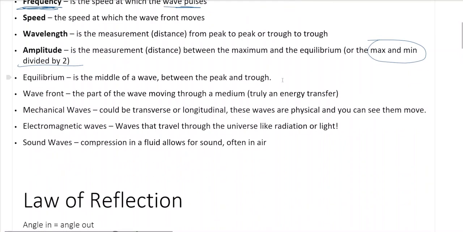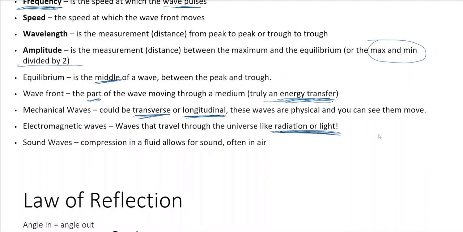And the equilibrium is like the middle of the wave, so that's why both of those equations kind of work at the same time. So it's the middle. The wavefront is the part of the wave that's moving through, so this is the energy transfer that's happening through a medium. Mechanical waves are transverse or longitudinal, and these waves are physical and you can see them move. Electromagnetic waves are waves that travel through the universe like radiation or light. Okay. And we're going to focus on mechanical waves. So we'll mention electromagnetic waves, but that's going to be a side comment to what we're talking about.